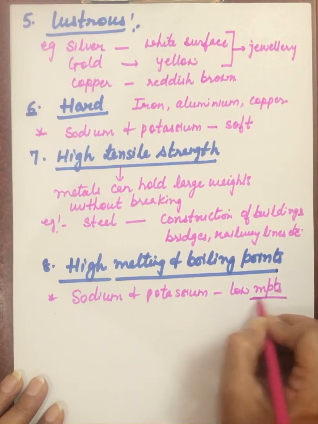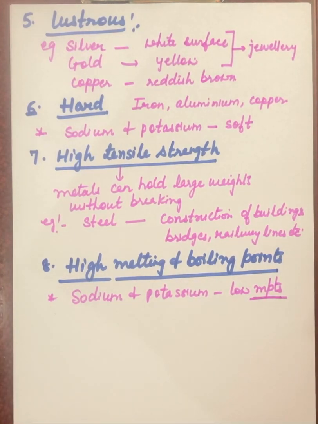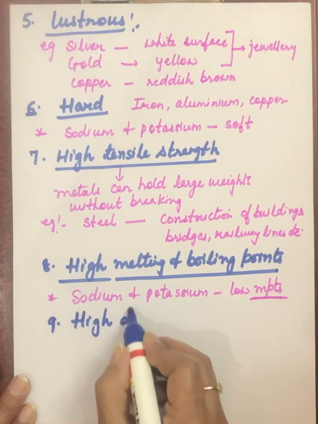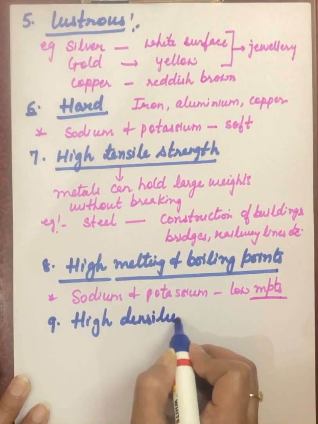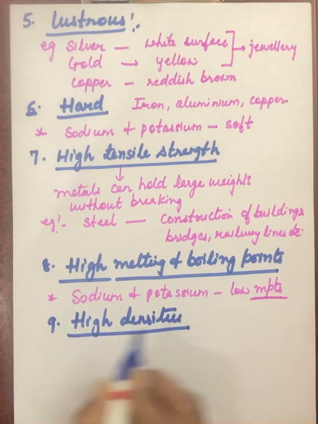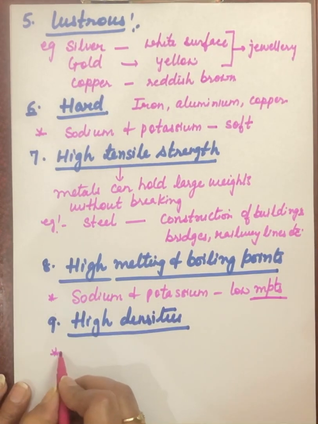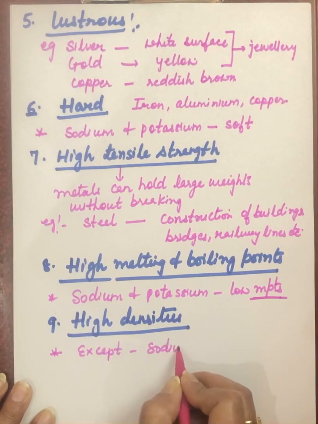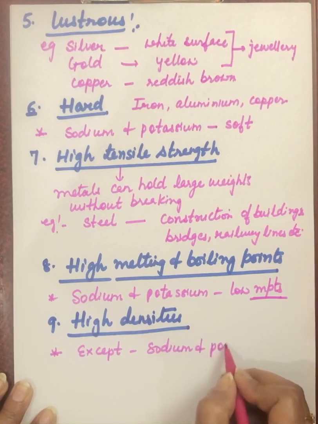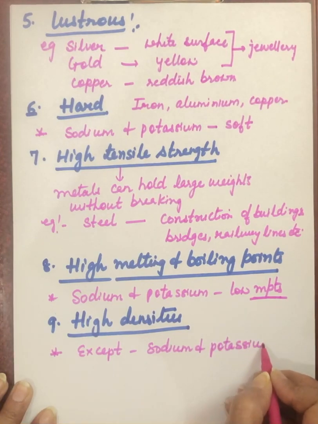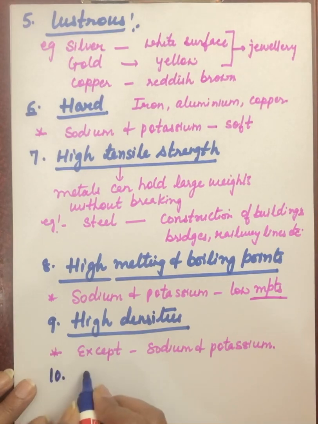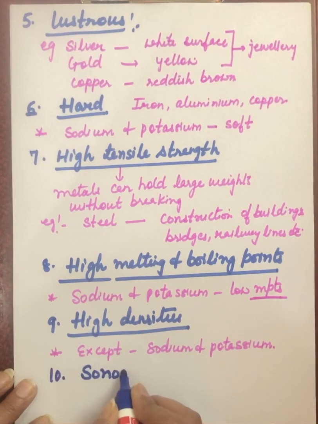Next property, metals have high densities. The packing is close, that is why they are hard, so their densities are high. Again, except for sodium and potassium, because these are soft, not hard, so packing of atoms is not very close, so their densities are low.